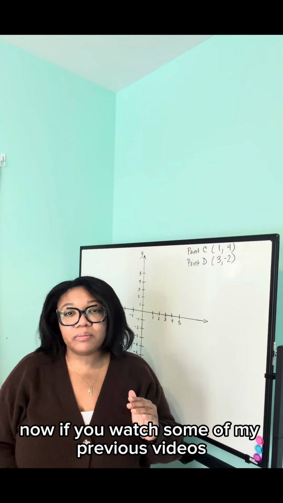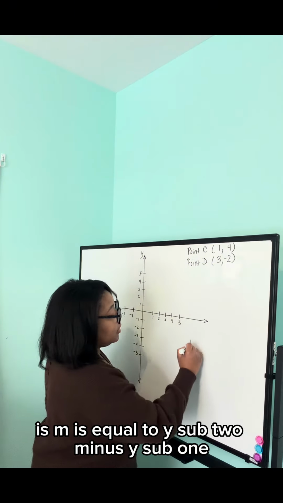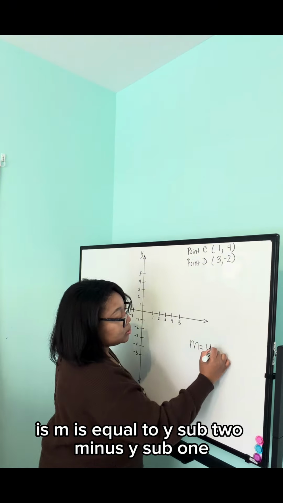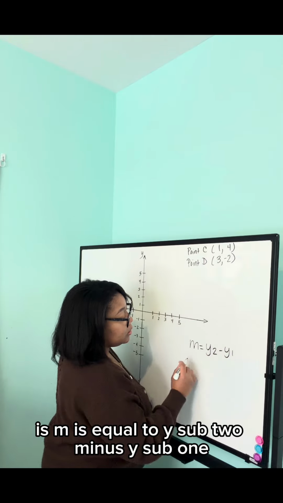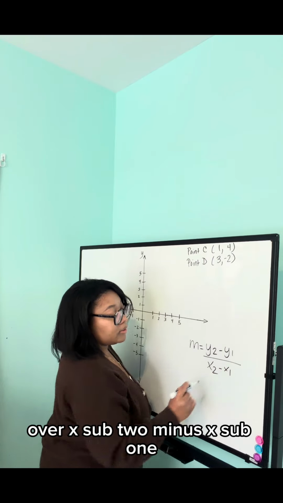Now, if you watched some of my previous videos, you know the slope formula is m equals y sub 2 minus y sub 1 over x sub 2 minus x sub 1.